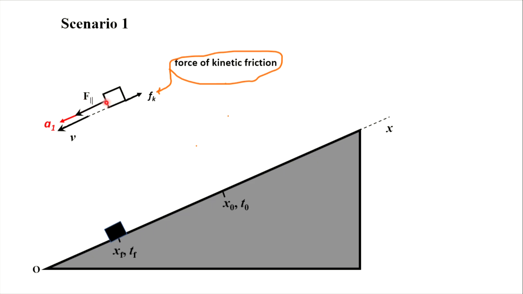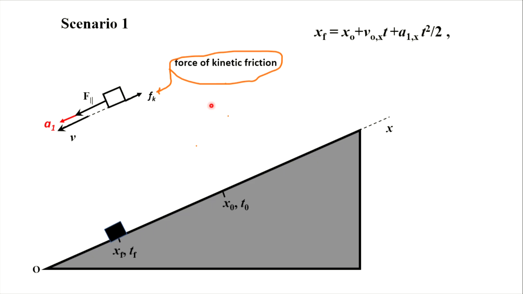Force F parallel, which was the net force of the gravitational force on the object and the normal force, and the force of kinetic friction, which pointed in the opposite direction to the direction of motion of the object. The net force generates acceleration a1, which one can calculate using Newton's second law.